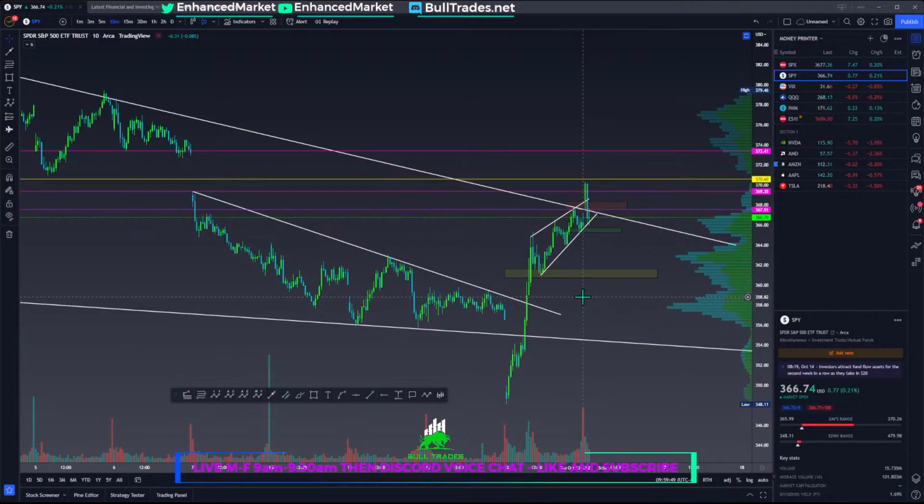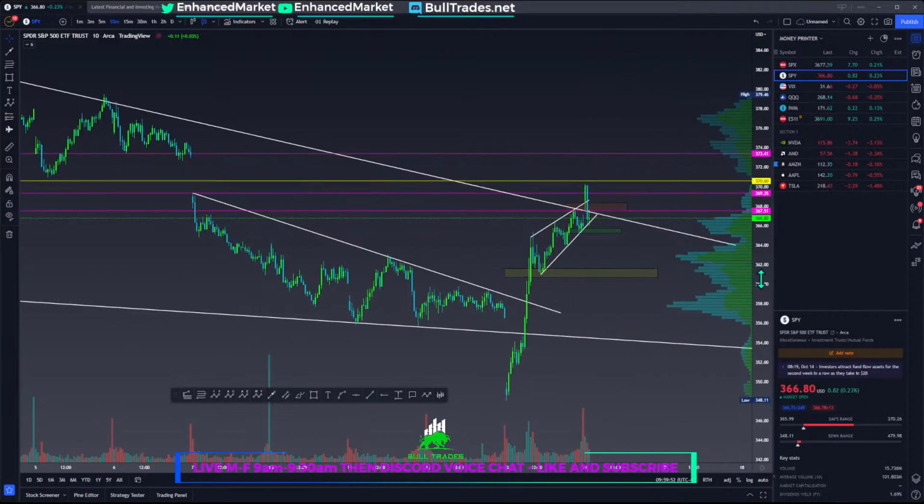I have the dashboard open, but I can't show it in real time because of our agreement with the NASDAQ.